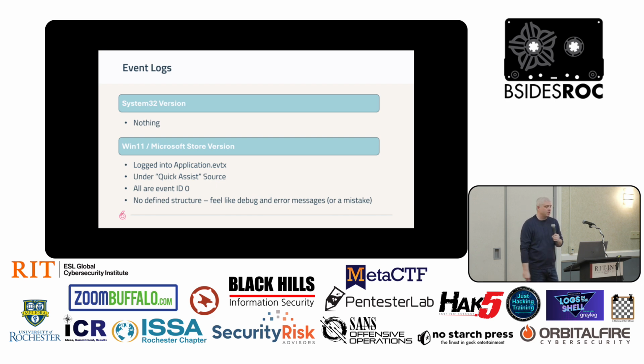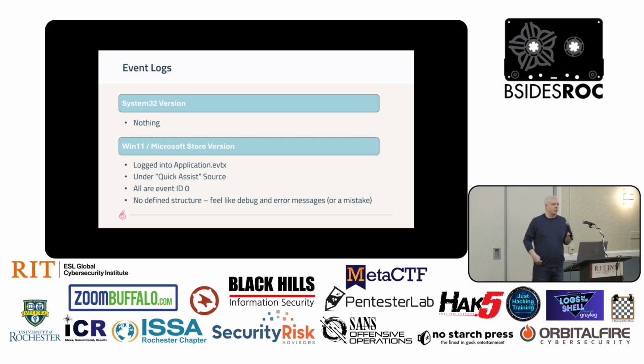Fortunately, with the Windows 11 or Microsoft Store version, you do get some logs within the Application log. They are under the Quick Assist source, so you can filter by Quick Assist as the source. All the event IDs are 0, and there is no defined structure to any of these events. In fact, if you pull these up in Event Viewer, where the data usually is, it is blank. You have to go into the raw view of the events in order to actually see any information.